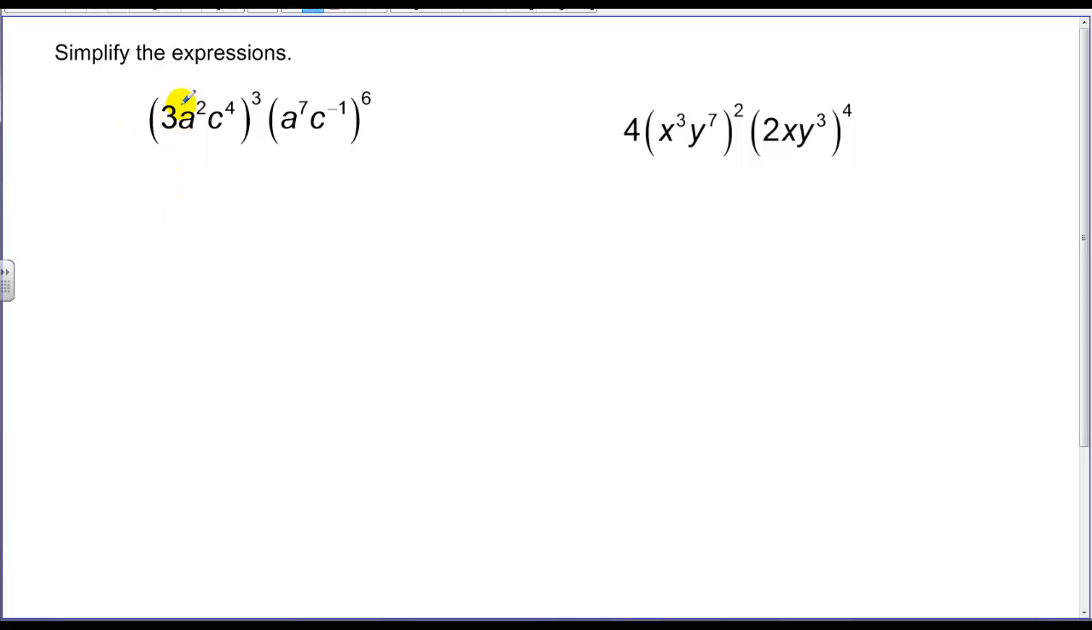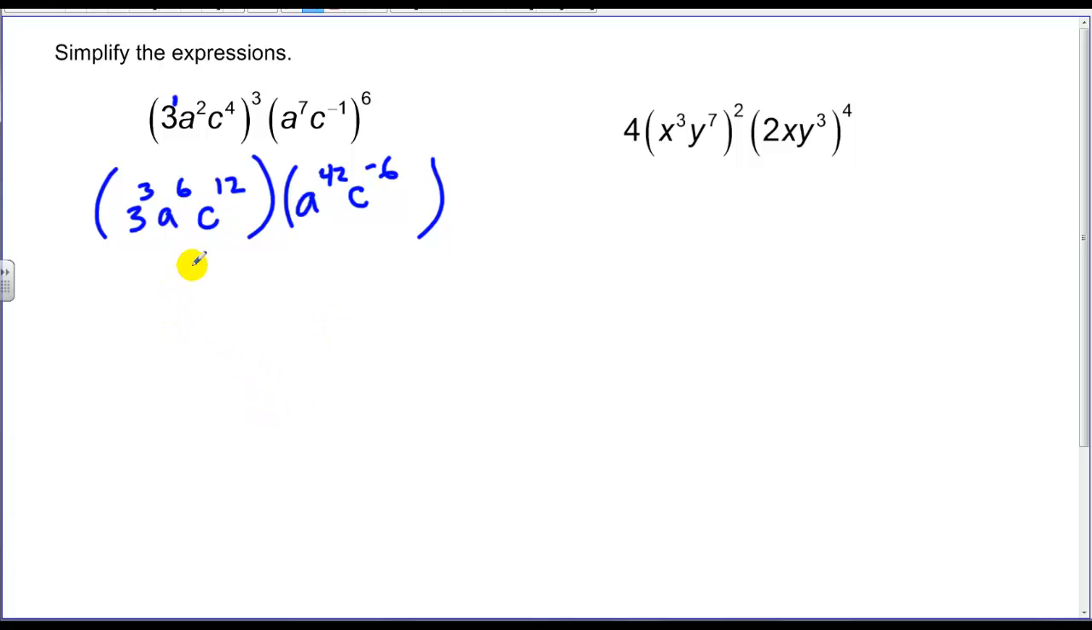Once again, unwritten exponent on the 3, that's going to be a 1, so this is 3 to the 3rd, a to the 6th, c to the 12th after multiplying. This term is going to be multiplied by a to the 42nd and c to the -6th after multiplying once again. Now you'll notice we have another step.